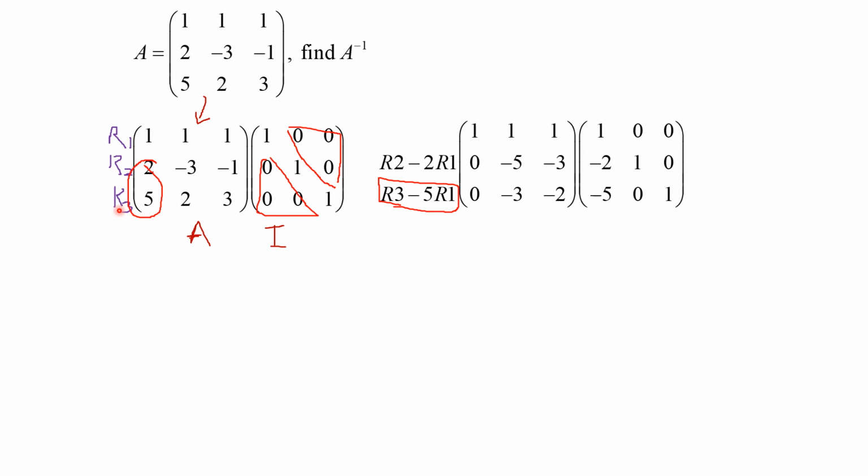So for example, it's row 3, which is 2, minus 5 times 1. So 2 minus 5 is negative 3. Next, 3 minus 5 times 1, 5. So 3 minus 5 is negative 2. So the next elements follow the same operation that managed to make the 5 a 0.